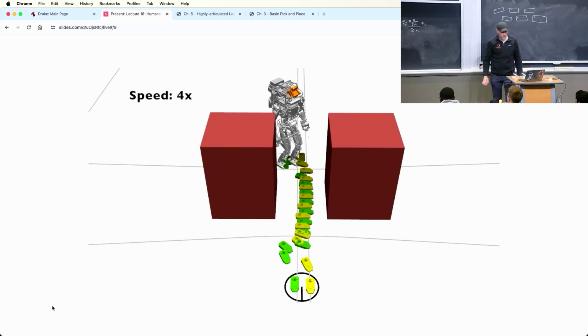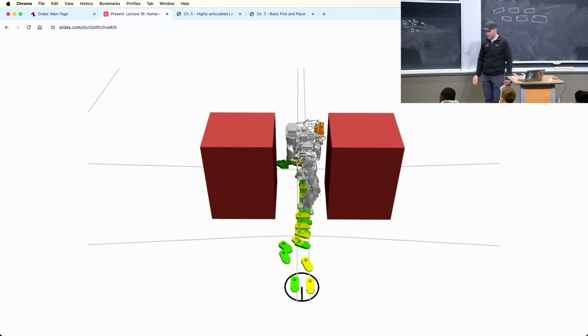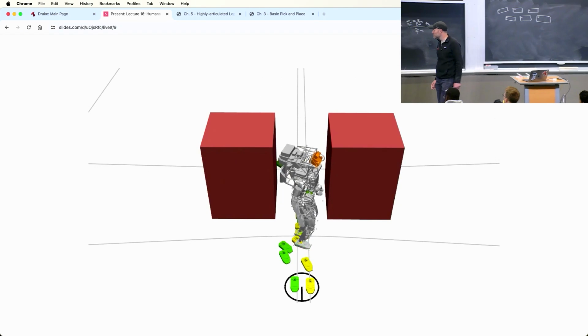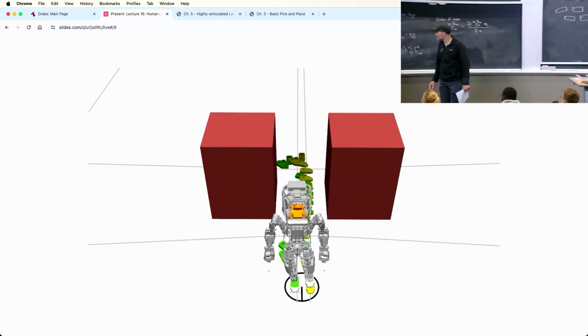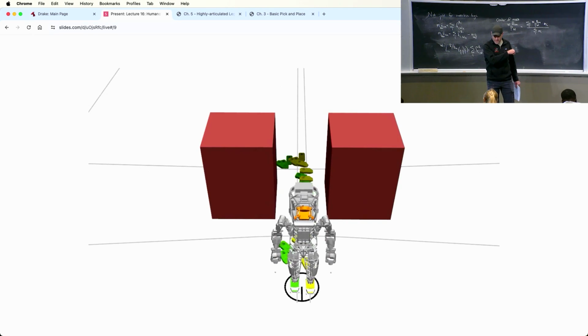This is the footstep plan, kind of plus center of mass plan for Atlas walking through the door. Robin Deits was the one who did this. He first did the manual footstep planning for walking through the door, and he's like, that was the worst experience of my life. I'm going to solve this optimization problem and never solve it again.